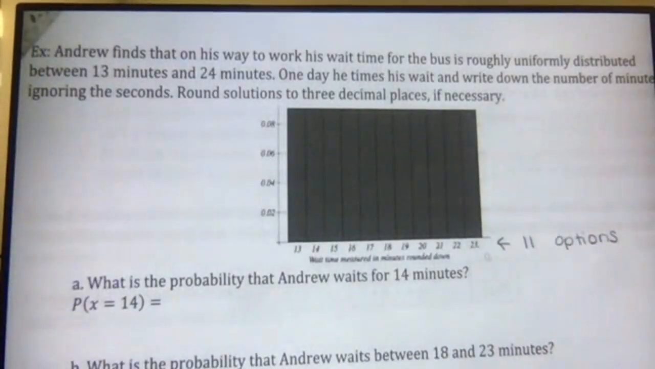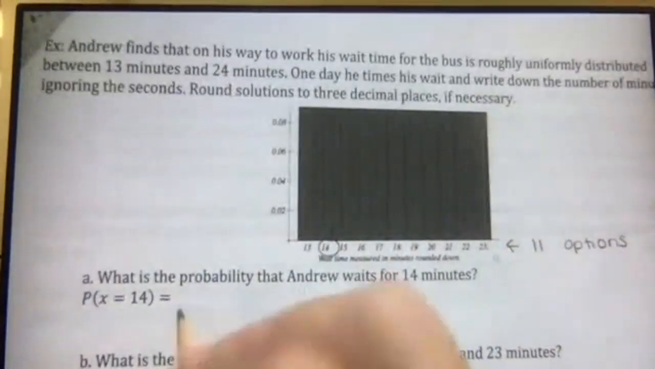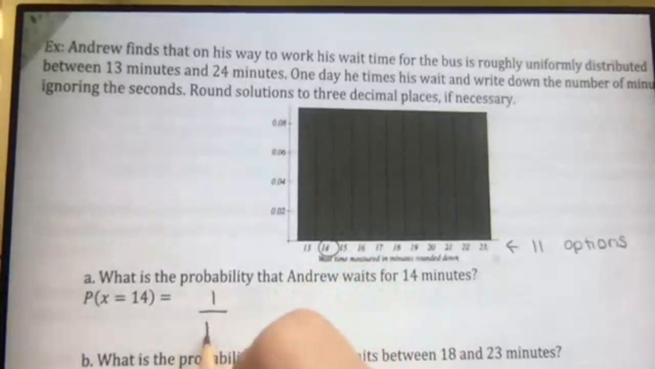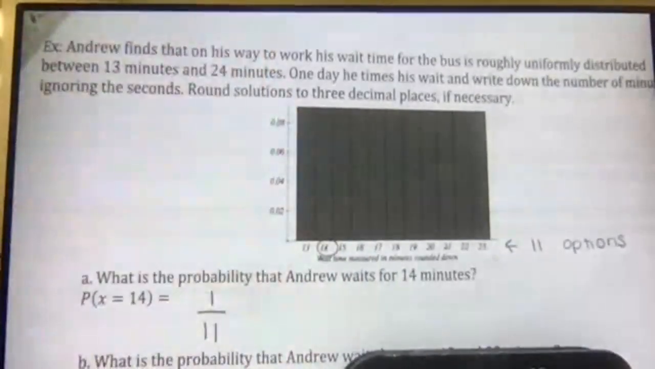We have 11 options. So what's the probability that x is 11? Oh, I don't know where I'm getting 11. There's one option out of the total 11 because they're all the same. So it doesn't matter where they land. It's all the same.